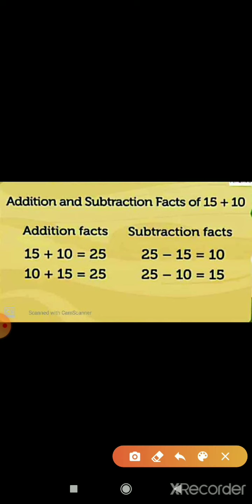So what will be the addition and subtraction facts of 15 and 10? Addition facts will be 15 plus 10 is equal to 25 and 10 plus 15 is equal to 25. And subtraction facts of 15 and 10: 25 minus 15 is equal to 10 and 25 minus 10 is equal to 15. Got it, students?